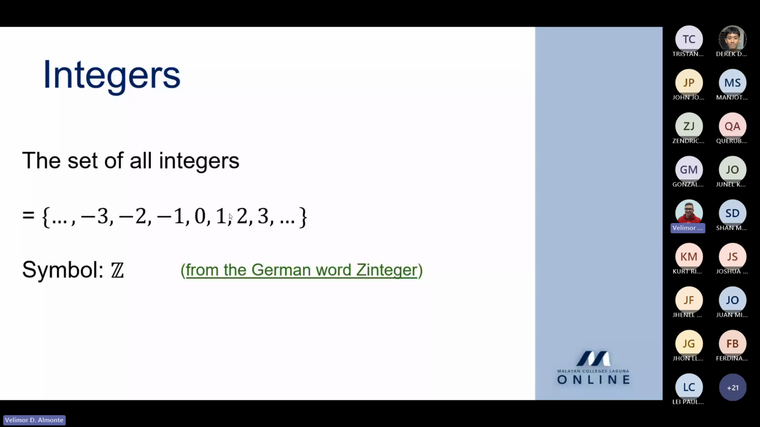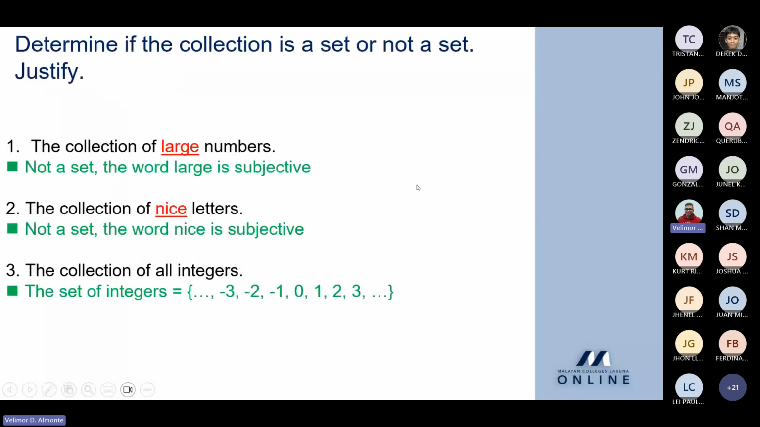I can name a set using letters. For example, in this case, whenever you see Z, that would refer to the set of all integers, coming from the German word for integer, which is Zahlen. So I know these are all the integers. That's the collection that I have. So number 1, the word large is subjective, as well as number 2, the word nice is subjective as well. But I know the collection of integers.